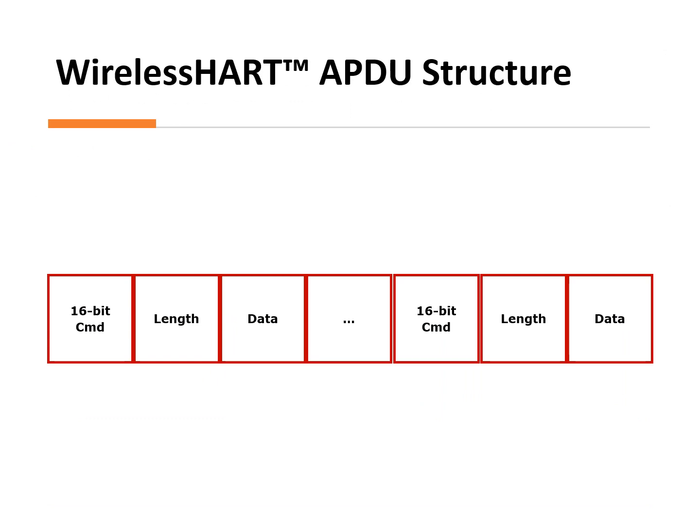The Application Layer Data Unit, APDU, of WirelessHART is an aggregated collection of commands that is encapsulated by the Transport Layer PDU, TPDU. Each command starts with a 16-bit command number, followed by the size, or length, of the command and the payload. The 16-bit command number indicates that there can be as many as 65,535 commands. The APDU structure is depicted in the figure.